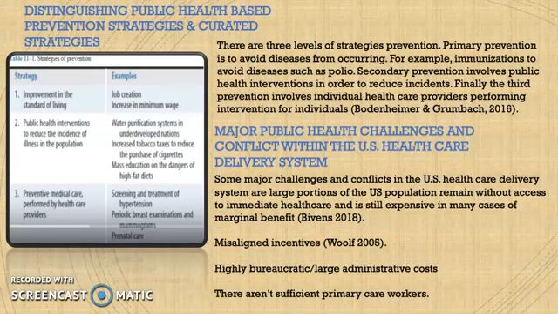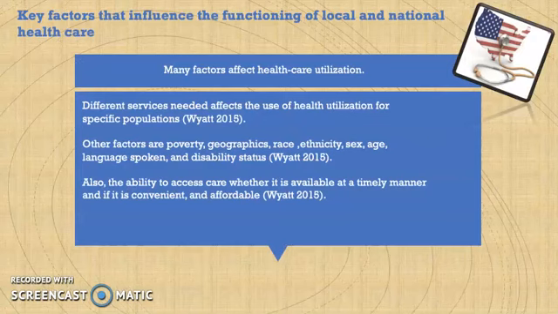So, major public health challenges and conflict within the U.S. healthcare delivery system. Some major challenges and conflicts in the U.S. healthcare delivery system are that large portions of the U.S. population still remain without access to immediate healthcare, and unfortunately, it's still expensive for them in many cases, specifically in the marginal benefit. There are misaligned incentives, it is highly bureaucratic, there are large administrative costs, and there aren't sufficient primary care workers.